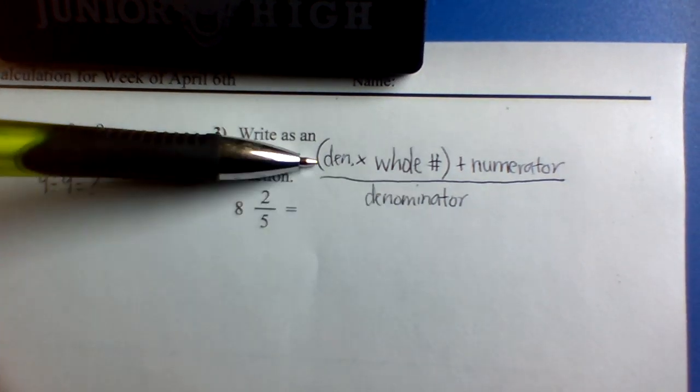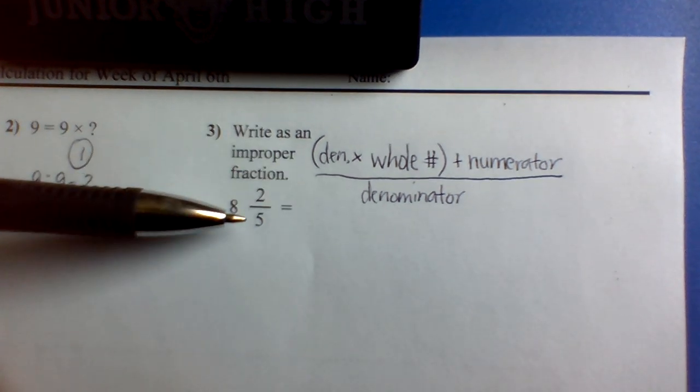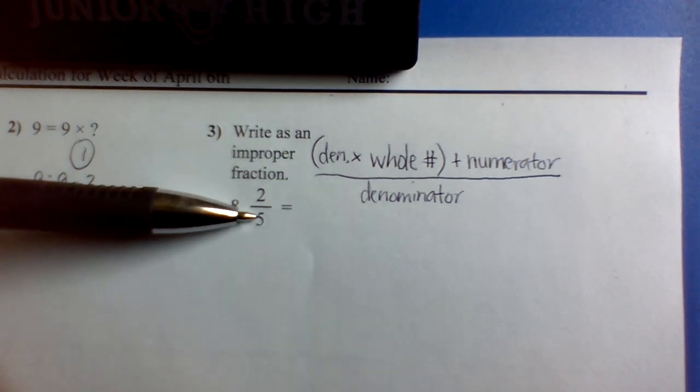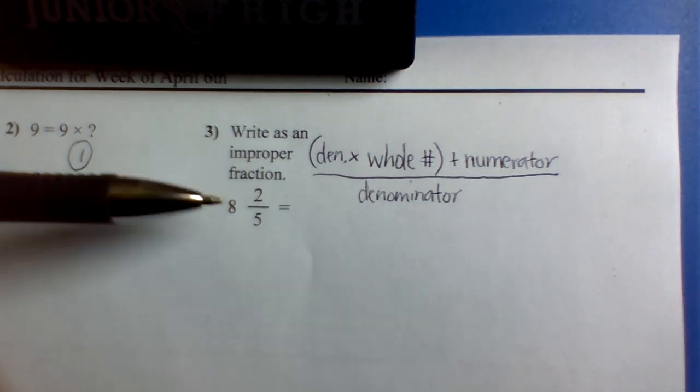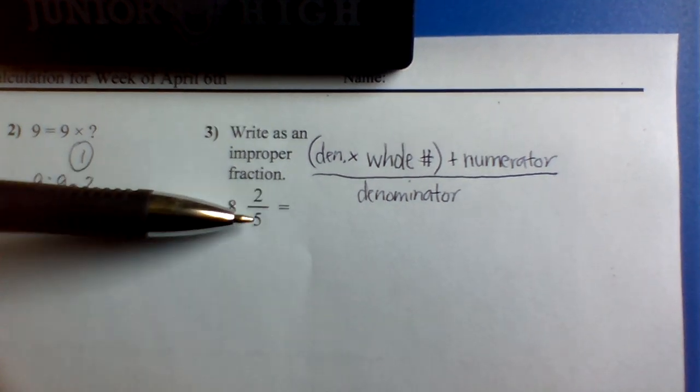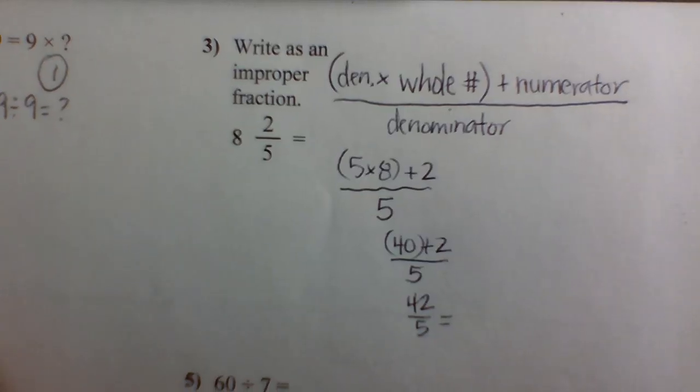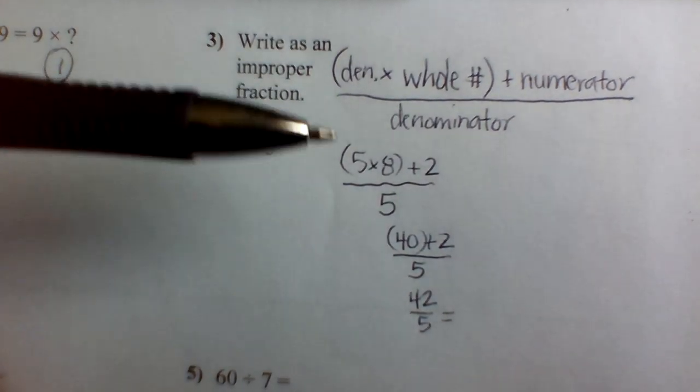You'll notice I abbreviated here. So when I'm doing this problem, I'm going to go 5, that's my denominator, times my whole number. So 5 times 8 plus 2, all of that over 5. Okay, so I wrote out my steps for you. Same thing I just said.